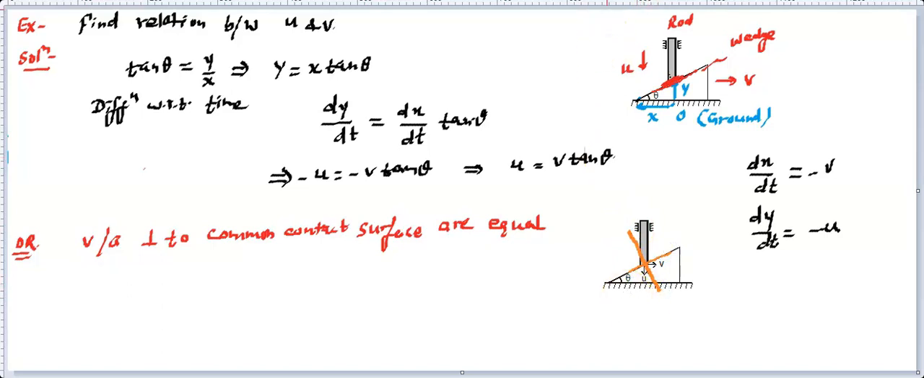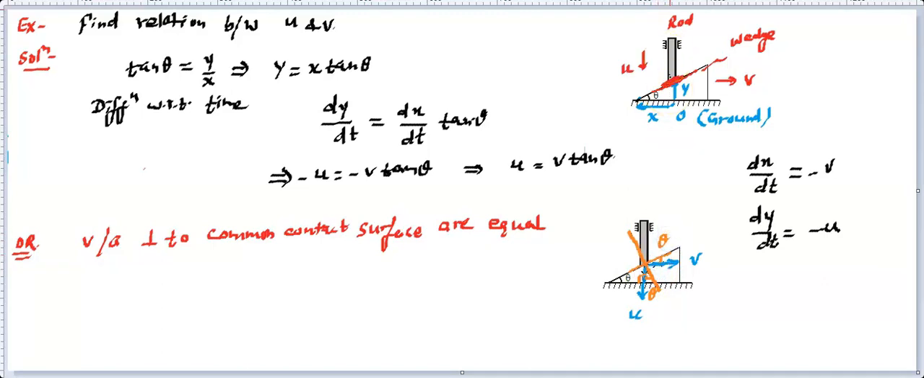Since this is perpendicular, let me draw them bigger. So this is u and this is v. And both velocity components we need to find along the perpendicular, and they have to be equal. So you'll find this is 90 degrees, this is theta, so this is 90 minus theta. You'll find this angle will become theta. If this angle is theta, definitely this is going to be 90 minus theta. So somewhere here is going to be theta. This angle is going to be theta.